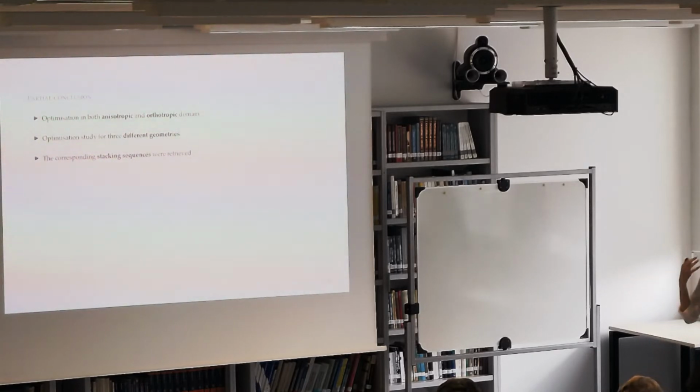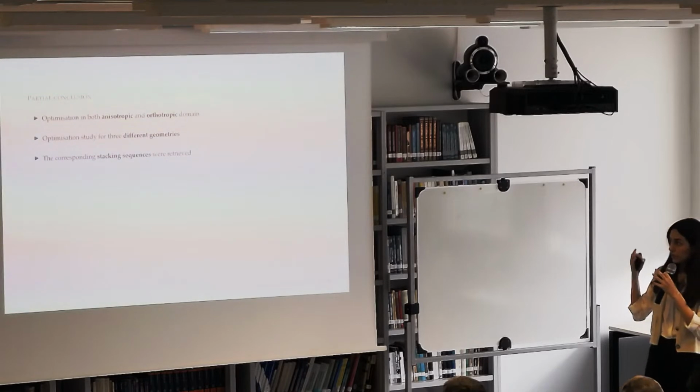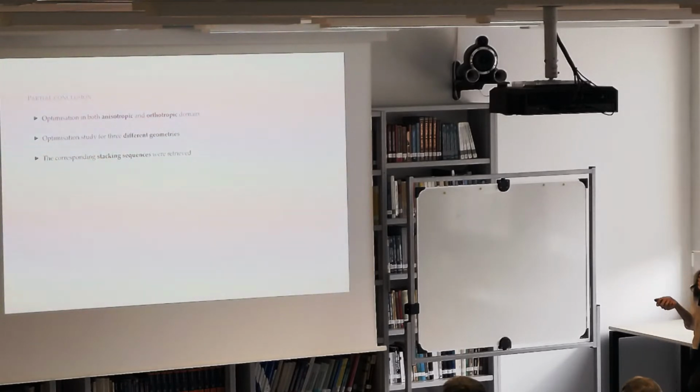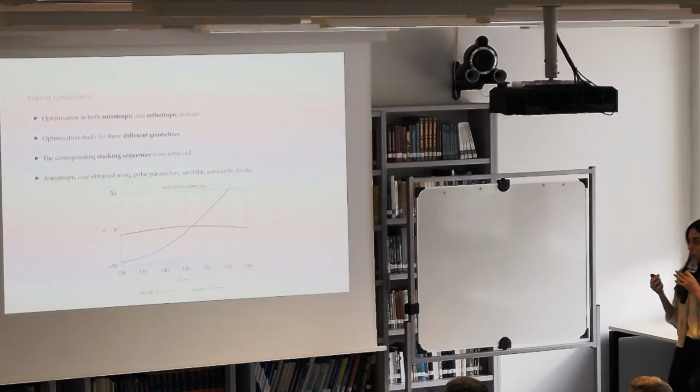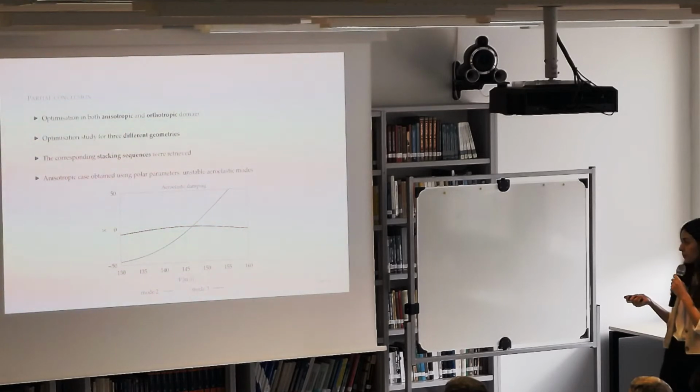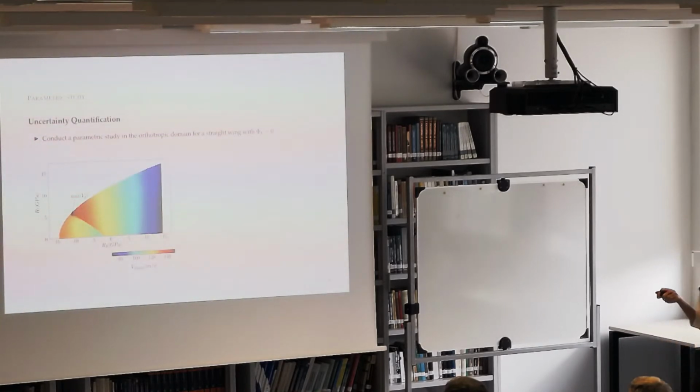I retrieved their corresponding stacking sequence for each of the geometries, but something that we noticed was that for almost all the cases, either the second and the third aeroelastic mode become unstable at the same time, or the third mode is really close to instability when the second mode becomes unstable. So our question was, how could a small perturbation alter this type of behavior? This is why we first started by conducting a parametric study in the orthotropic domain.